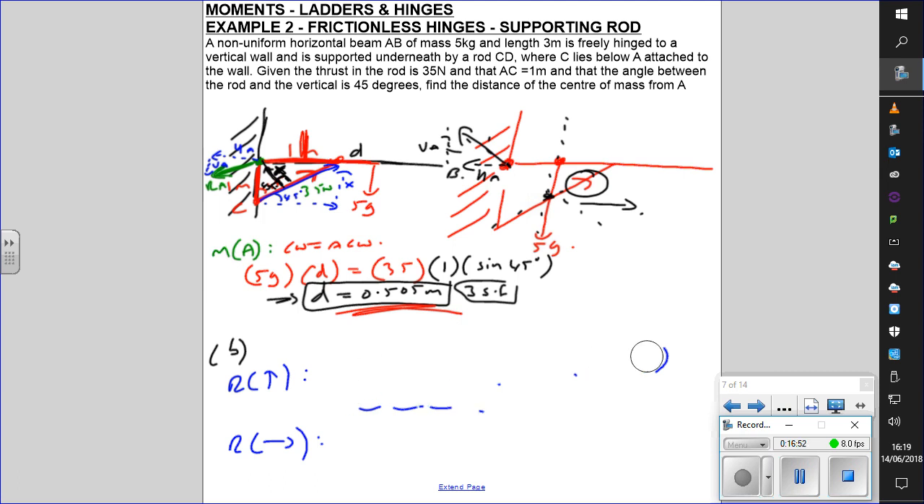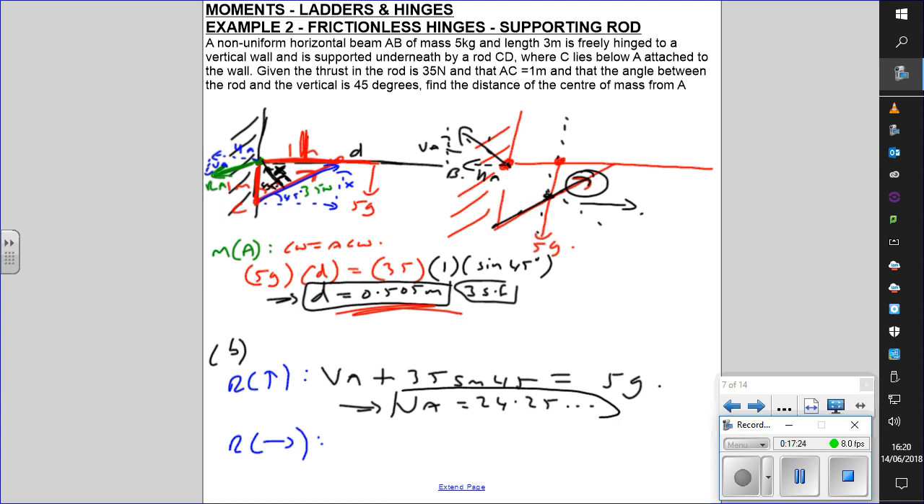So actually I need to reevaluate my R up, okay? Because my R up is now VA is going up, right? But also this compression is going up. So it's plus our 35 sine 45 is the same as our 5G, right? The 5G is the only thing going down, and therefore VA is 5 times 9.8 subtract 35 sine 45. So that's much better. We got 24.25 whatever. Do you see? Really important learning point there, that because it was a non-uniform rod, I didn't know where D was. So my diagram actually gave me the wrong outlook.